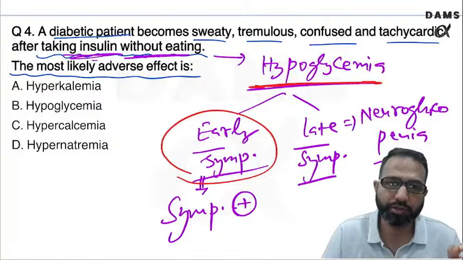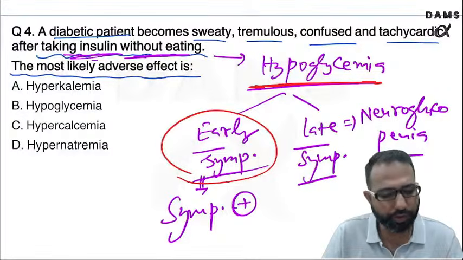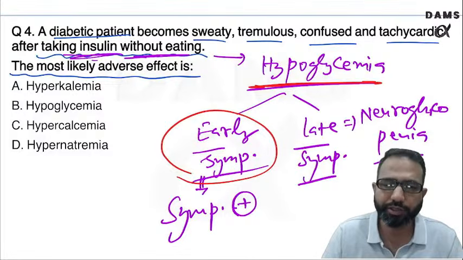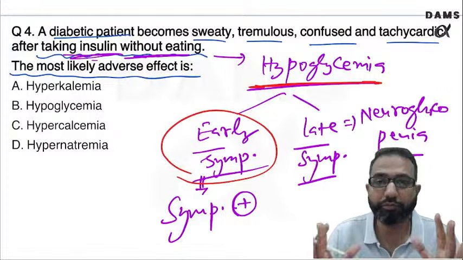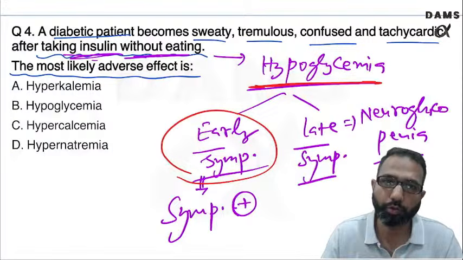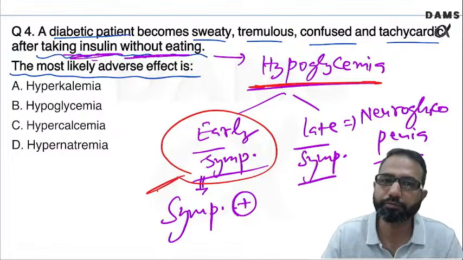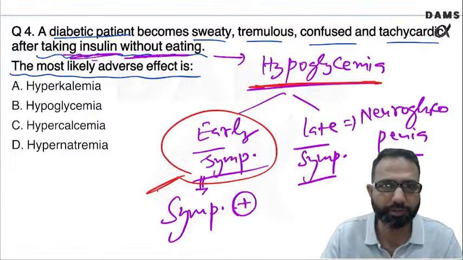Warning signs. Mostly we educate the patient regarding these warning signs. If these warning signs occur, we ask the patient to take glucose immediately. But remember, when we give beta blocker drugs like propranolol, beta blockers can mask these warning signs, because beta blockers control the sympathetic pathway.